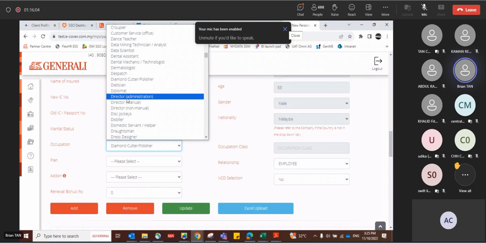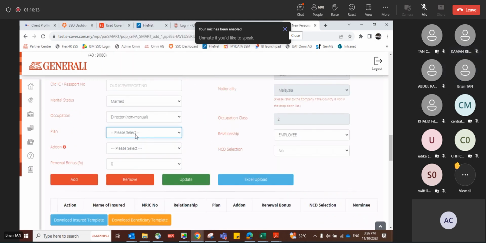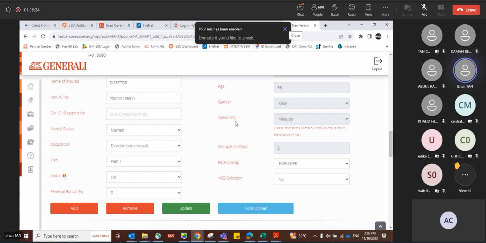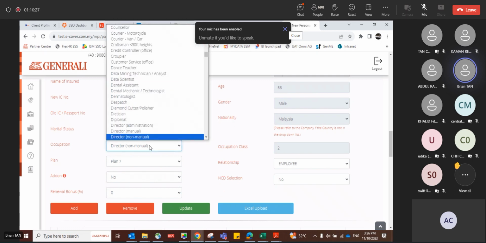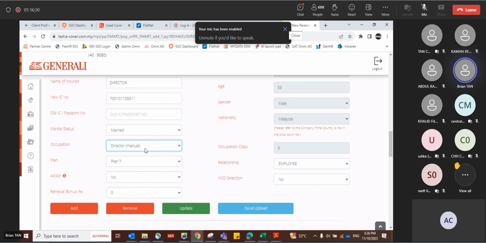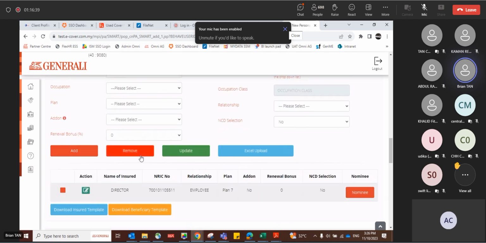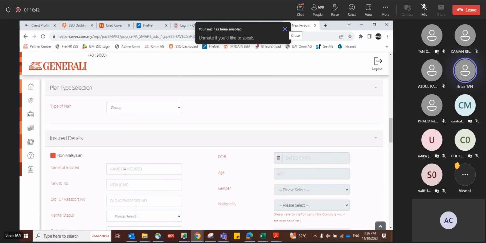Here there are 3 directors. Here you choose administration, manual, non-manual. You see director non-manual is class 2. Manual is class 3. Director administration is class 1. So this is 1. Since I'm choosing group, you add another person.